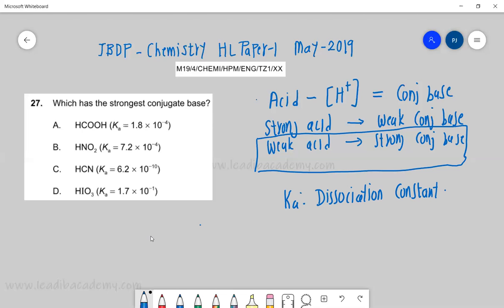And which option is there? The lowest amongst all these four is this one, because it is only 6.2 into 10 raised to minus 10. HCl. Simple. So that means this is the correct option, option C.